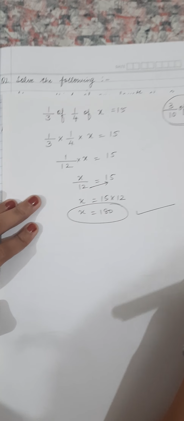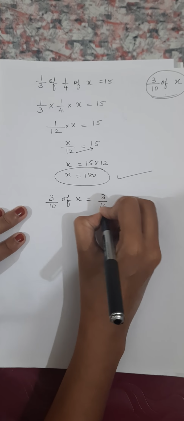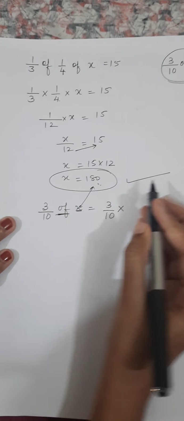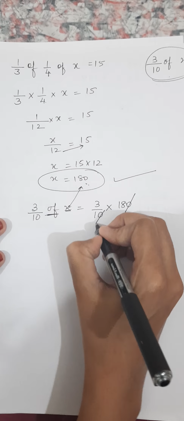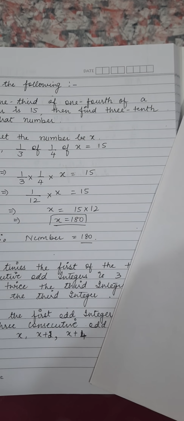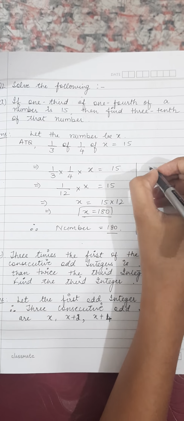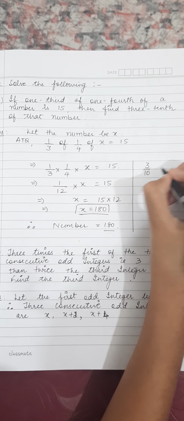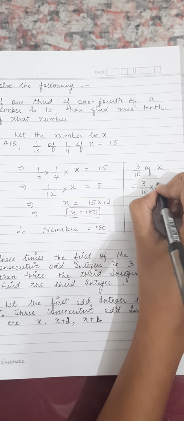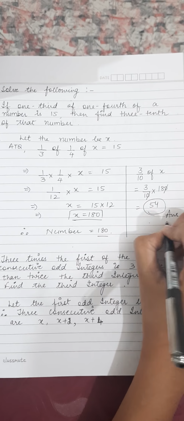But the question is, you have to find 3/10 of x. 3/10 of means multiply. x means this value which we have just found, 180. So you are going to place here 180. Cancel it and you will get the answer, which is 54. Okay, so that is your answer. Here I have not done it, I am doing it here. We have to find 3/10 of a number, so 3/10 of x. 3/10 into 180, the 0 and 0 cancel. The answer is 54.